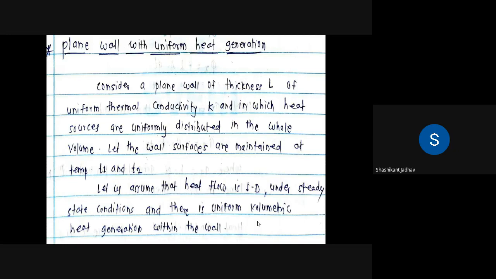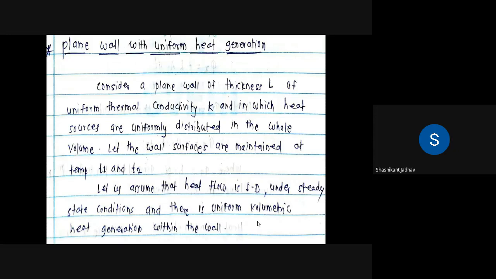We have derived the equation for the plane wall: Q is equal to K into A into (T1 minus T2) divided by L. In that case we considered Qg equal to 0, but now we have to consider a value of Qg. So accordingly we have to derive the heat transfer from the plane wall with uniform heat generation. Okay, so this is the first derivation, that is plane wall with uniform heat generation.